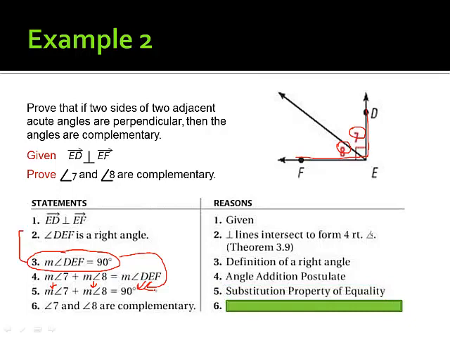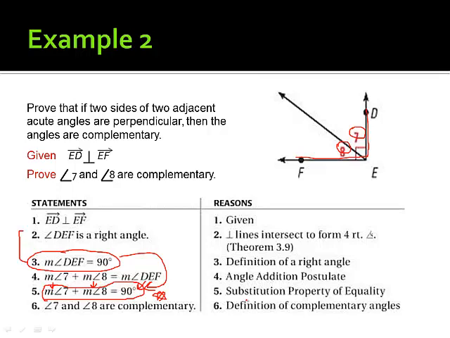DEF became 90 degrees. Now, if we have established that two angles add up to 90 degrees, how can we state that angle 7 and angle 8 are complementary? Well, this is the definition of complementary angles. So we know by definition of complementary angles that angle 7 and angle 8 are complementary.